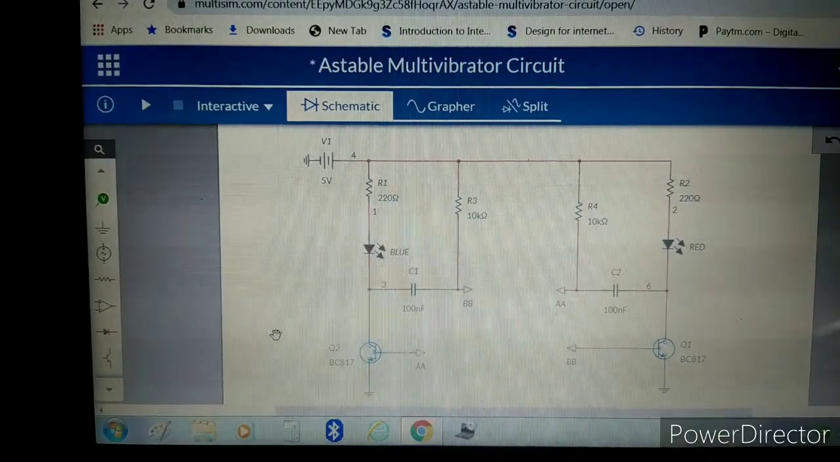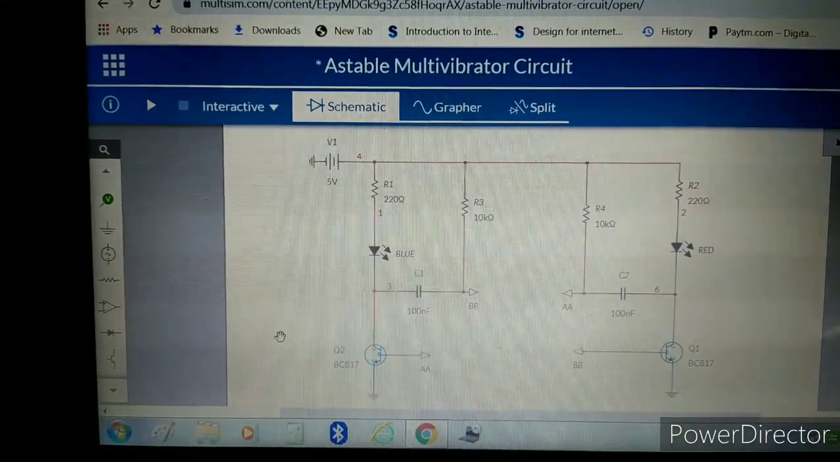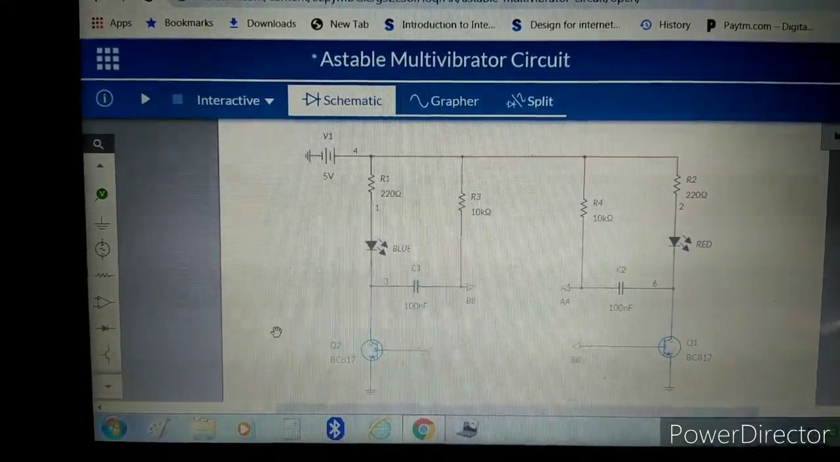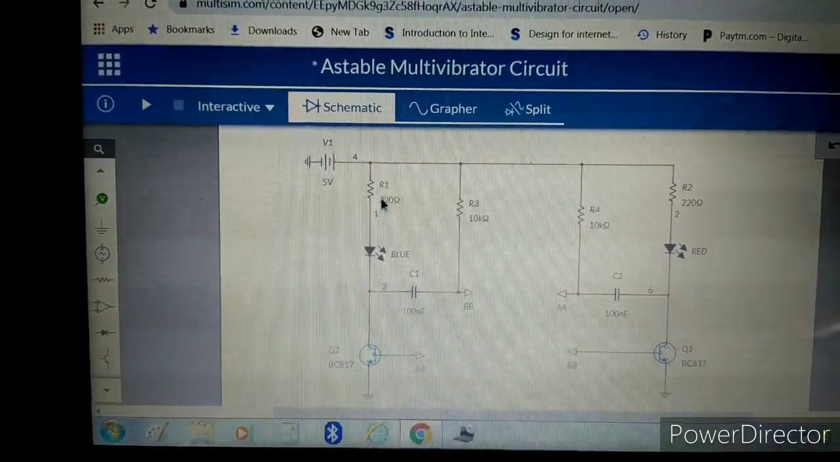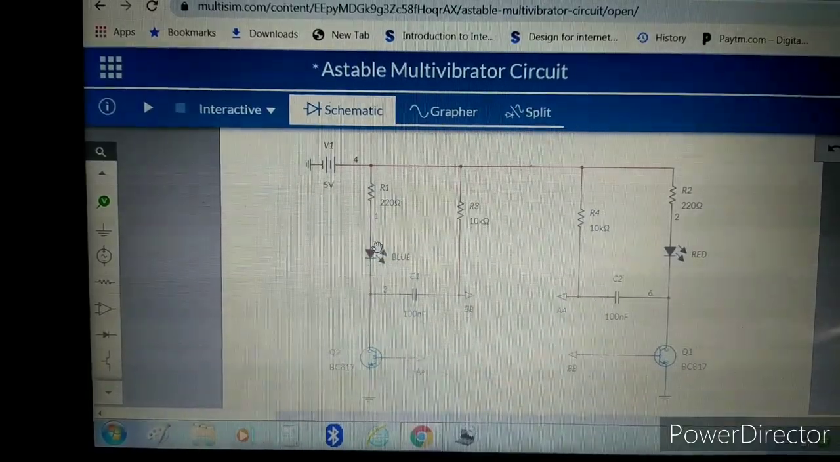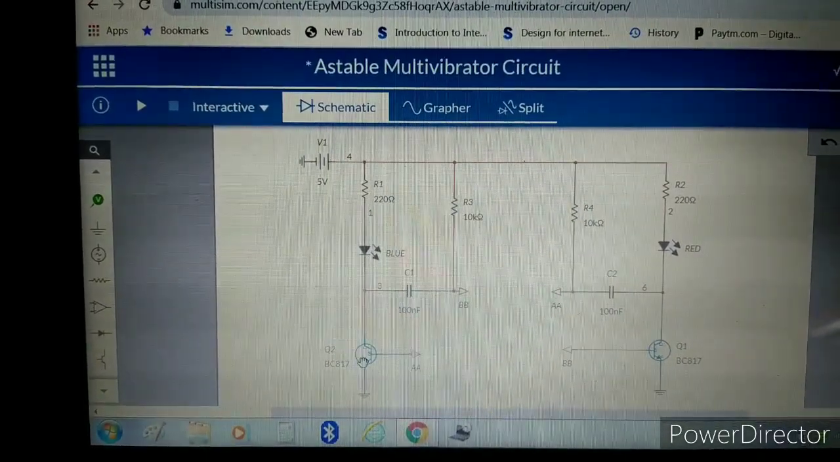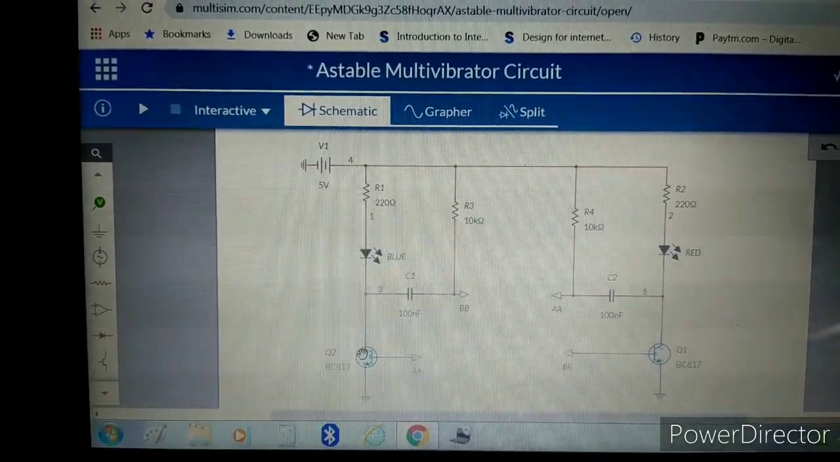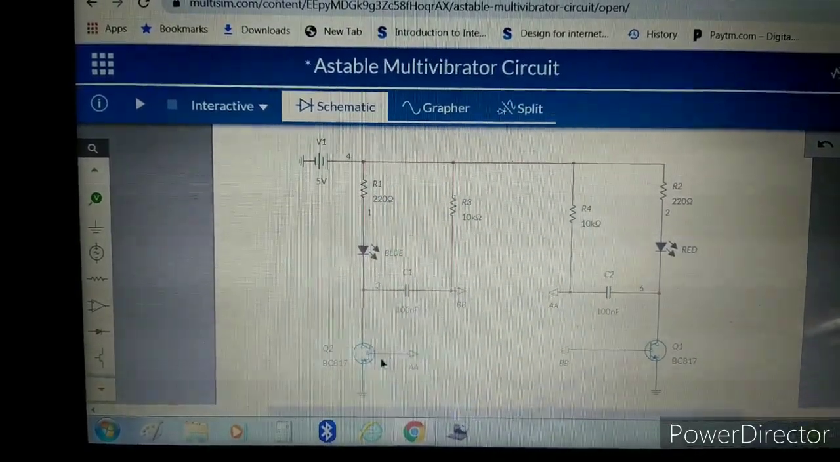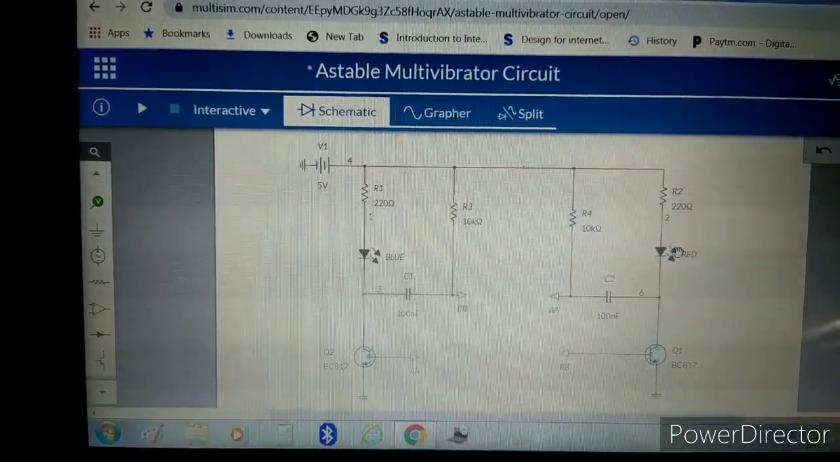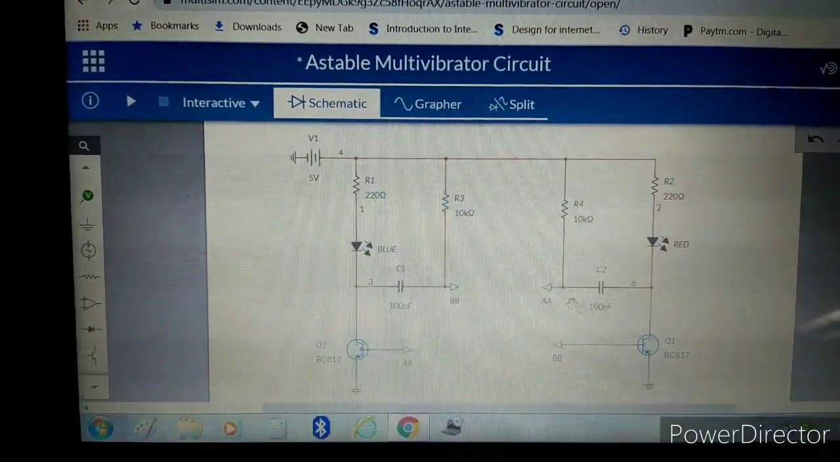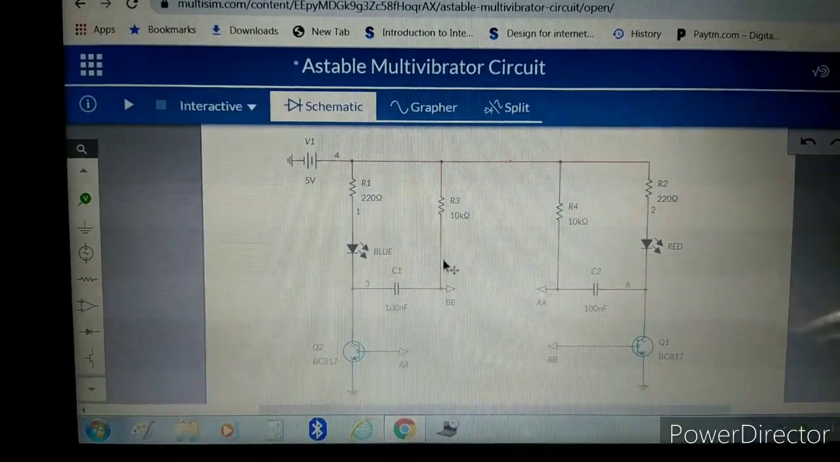I made a hardware circuit regarding astable multivibrator, and this is the astable multivibrator circuit you are seeing on your screen. I am using Multisim software to simulate this circuit. Here I put a 220 ohm resistor to limit the current through the LED and the transistor Q2. Similarly, we put R2 resistor of 220 ohm in series to limit the current through LED and the Q1 transistor.